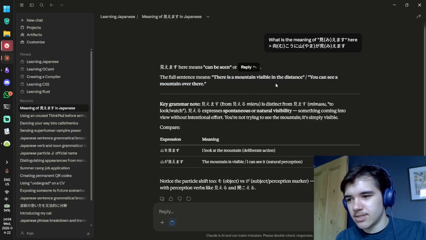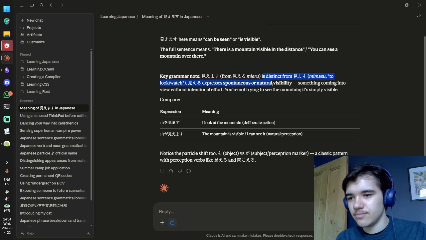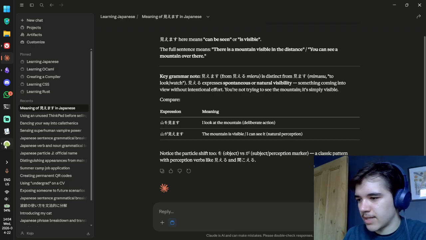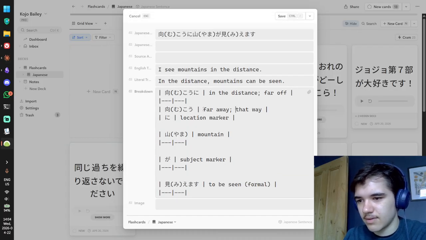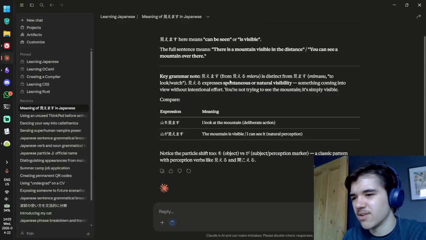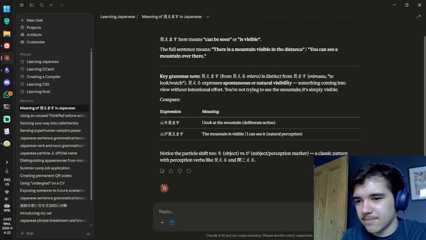There's a mountain visible in the distance. You can see a mountain over there. Yeah, maybe I was wrong with this saying far away. Actually, no, it means that. But yeah, in the distance, far off. Yeah, that's fair. Mieru: spontaneous or natural visibility.